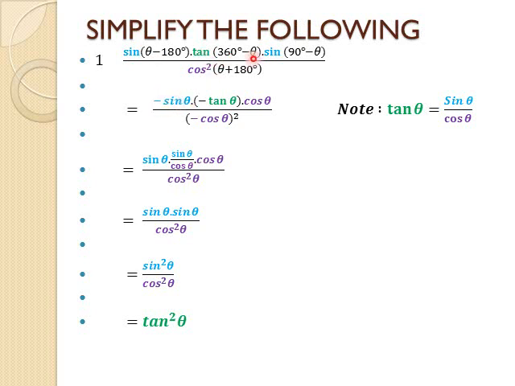And in quadrant 3, sine is negative. Tan of 360 minus theta falls in the fourth quadrant. In the fourth quadrant, tan is negative. Sine of 90 minus theta: 90 minus theta is in the first quadrant. Everything is positive, but 90 changes sign to cos theta. Cos squared of theta plus 180. So if I take theta in the first quadrant, I add 180, right? How many quadrants am I moving? 2, right? So 2 quadrants. The third quadrant, cos is negative. But take note now, because it's squared, I write negative cos theta in brackets and the square outside.